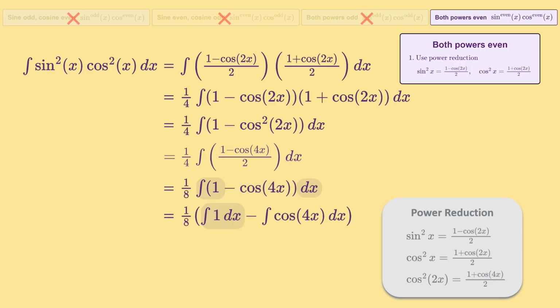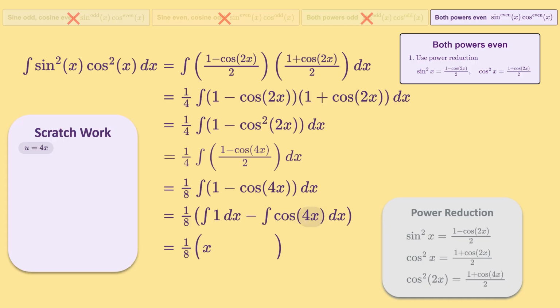We can break this into two integrals, and we know that the integral of 1 dx is just x. And the integral of cosine of 4x, you can think of this as another quick u substitution. Here we have 4x inside a cosine, so we let u equal 4x. Then du over dx equals 4, so du equals 4 dx. Dividing by 4 on both sides, we get du over 4 equals dx. We can replace dx with 1 over 4 du, or du over 4.